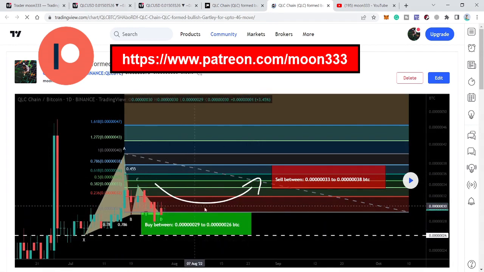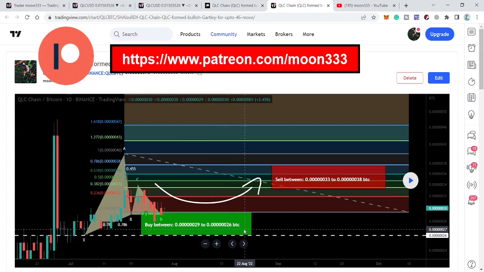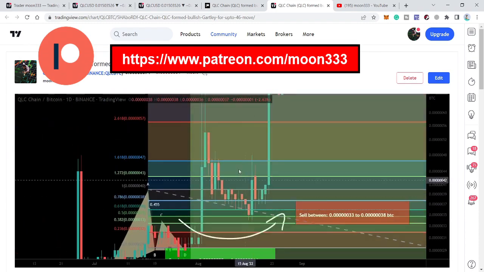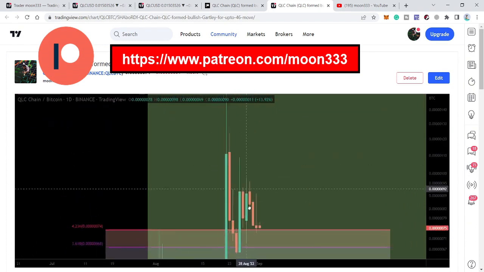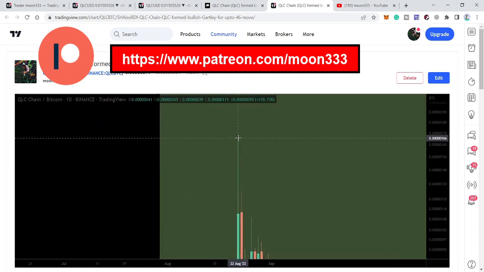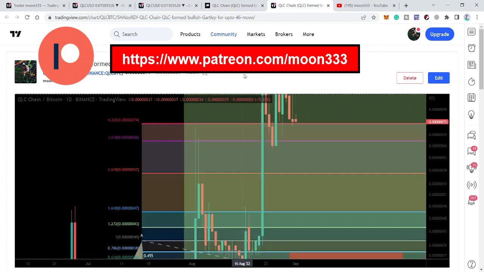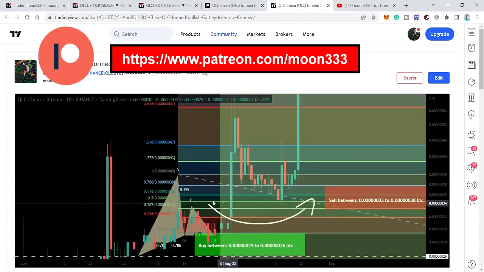And by the way, this buying zone starts from 29 and goes to 0.00000026 BTC, and our sell targets were from 33 and goes to 0.00000038 Bitcoins. And after playing this chart, we can see that it was really a very massive pump and rallied even beyond the sell targets, which I have defined as per the Fibonacci sequence of this Gartley move.